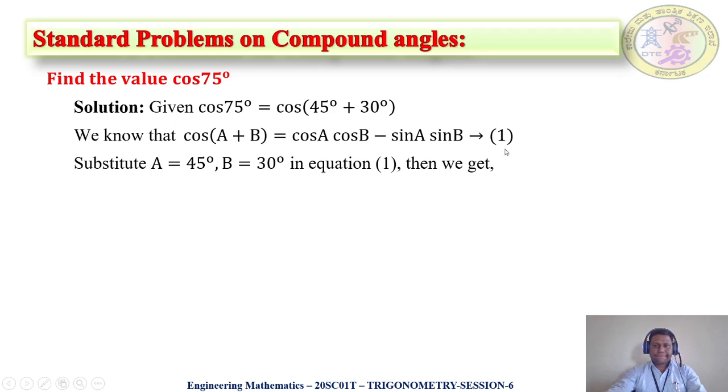Now in this equation 1, substitute A is equal to 45 degree, B is equal to 30 degree.